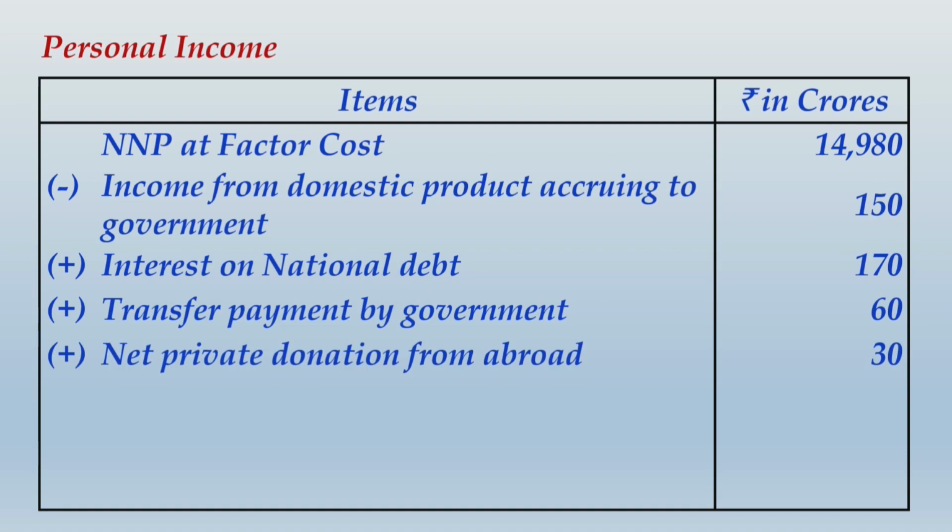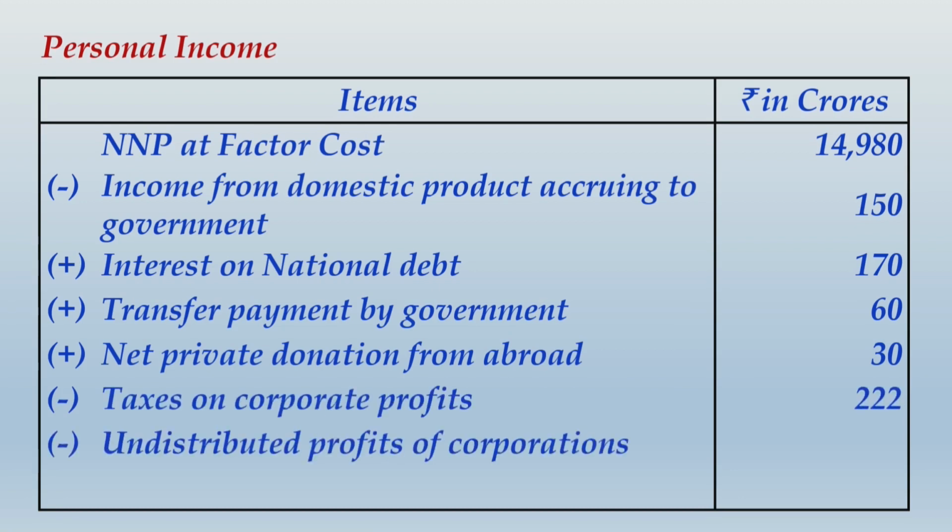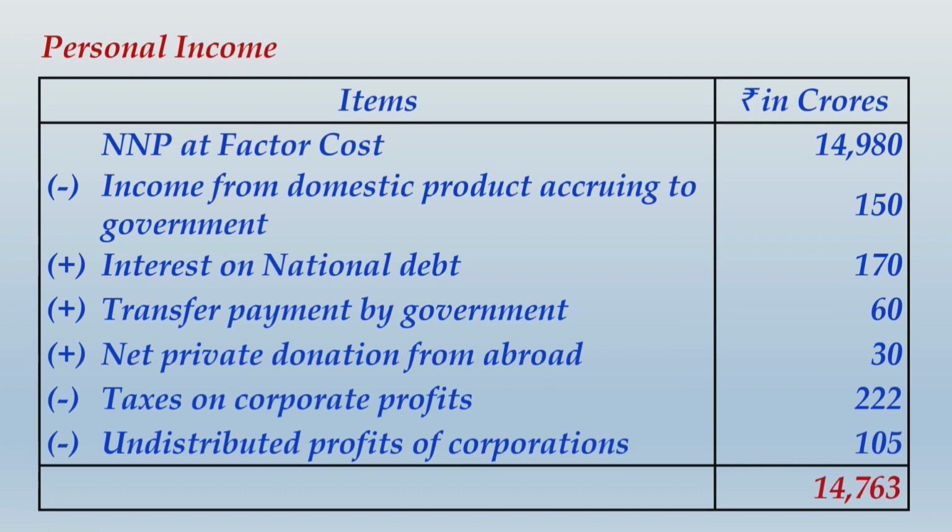Even net private donation from abroad is nothing but a type of transfer payment, minus taxes on corporate profits and minus undistributed profits of corporations, and that will give you personal income as 14,763. So once we arrive at personal income, with a little adjustment we can easily compute disposable personal income. So please write up this calculation as well, and then I take you ahead.